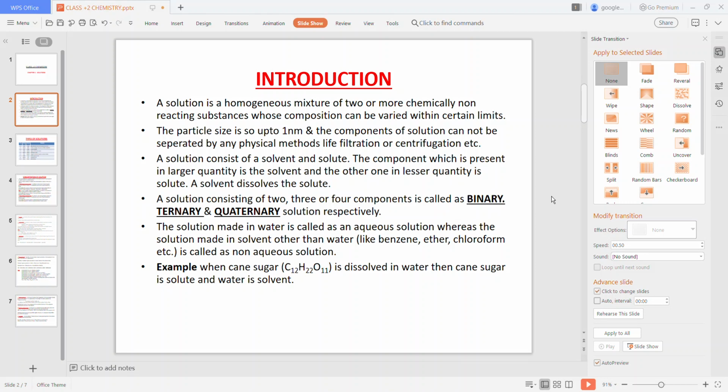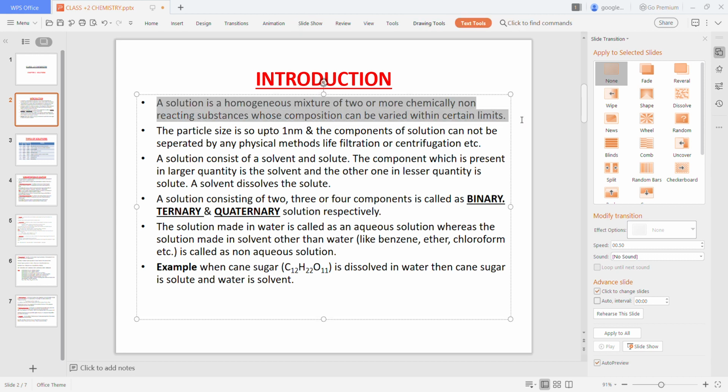So first of all, the introduction to the chapter Solutions. As you have already read in your class 11, what is a solution? A solution is a homogeneous mixture of two or more chemically non-reacting substances whose composition can be varied within certain limits. So a solution must be homogeneous. You know the meaning of homogeneous, that it has uniform composition throughout.